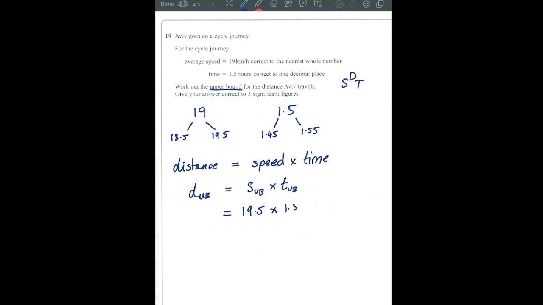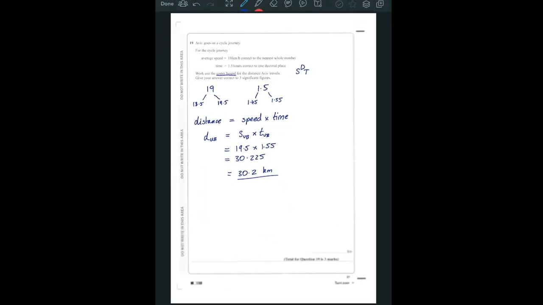19.5 and 1.55. I am doing this slowly. I'm showing the examiner very clearly I understand what I want to do, and I'm showing them doing it. Working that out gives me 30.225, and the question says give your answer to 3 sig fig. So the answer I'm going to quote is 30.2. My speed was in kilometers per hour, so this will be in kilometers. Again, kilometers is on the answer line, so I didn't need to acknowledge the kilometers bit.